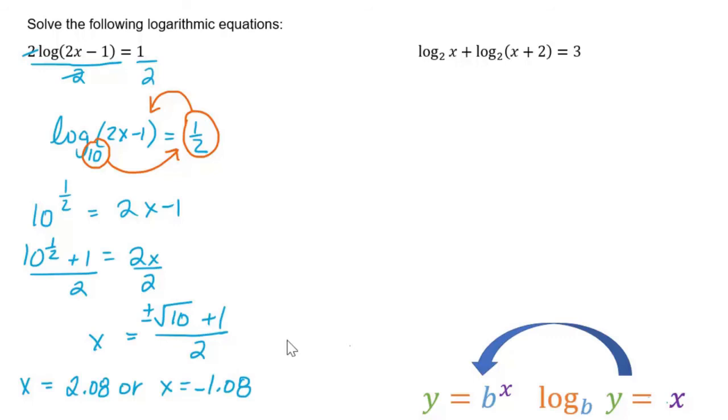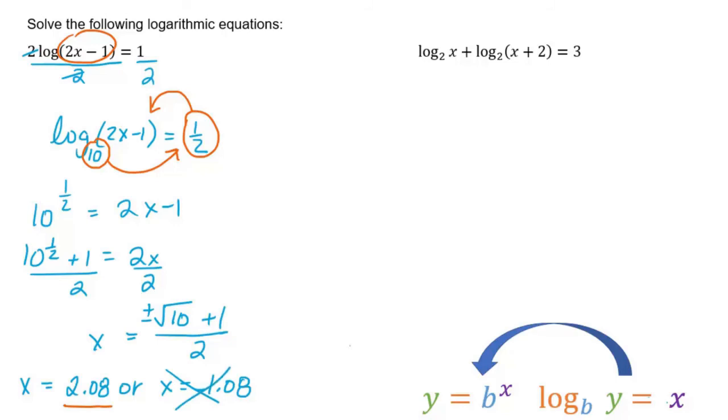This is the first time that we've had 2 solutions, and we now need to check that both of these solutions are valid given the original problem. Remember that we can't take the logarithm of 0 or the logarithm of a negative number. If we substitute x is equal to 2.08 into the original equation, we're going to end up taking the logarithm of a positive value. But if I substitute in x is equal to negative 1.08 again into the original equation, we'll be taking the logarithm of a negative value. And this is not possible.